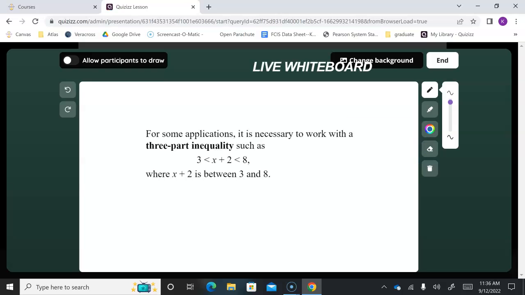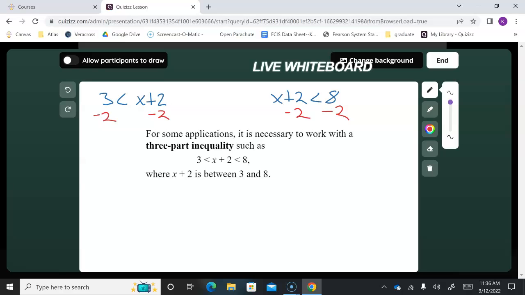So you can look at this as 2 separate inequalities: 3 is less than x plus 2, and x plus 2 is less than 8. If I look at just the 3 is less than x plus 2, just the one on the left, what would I do to get x by itself? Subtract 2. What about the one on the right? I would do the same thing.